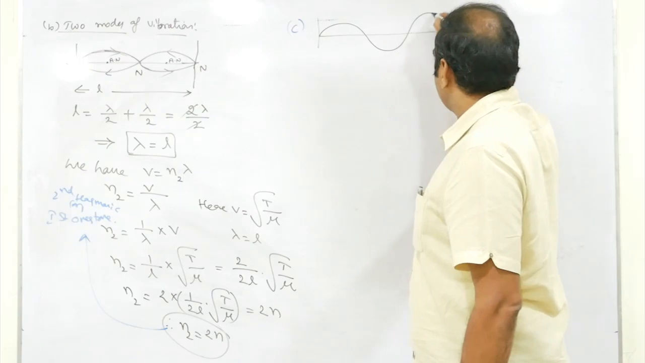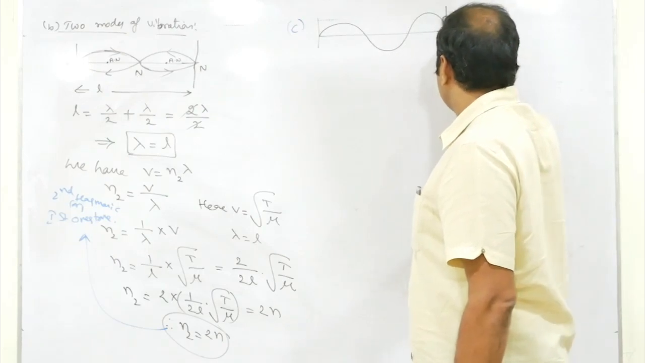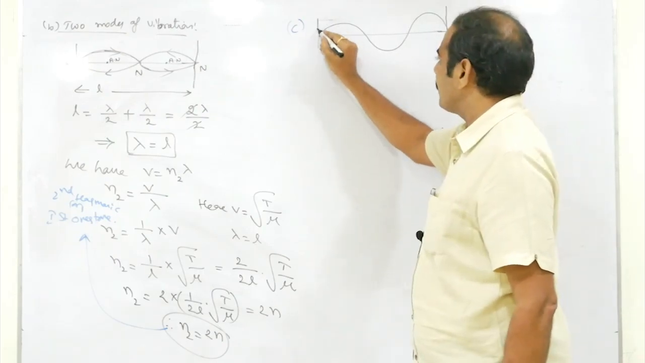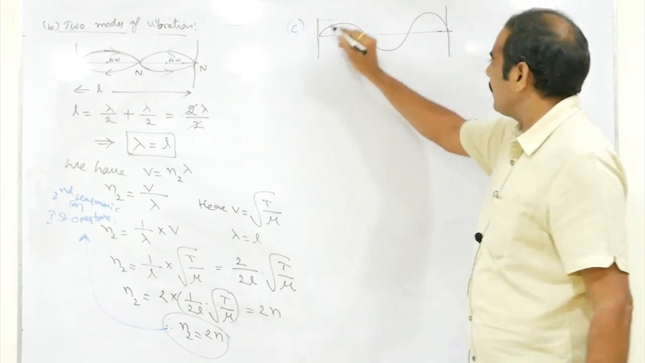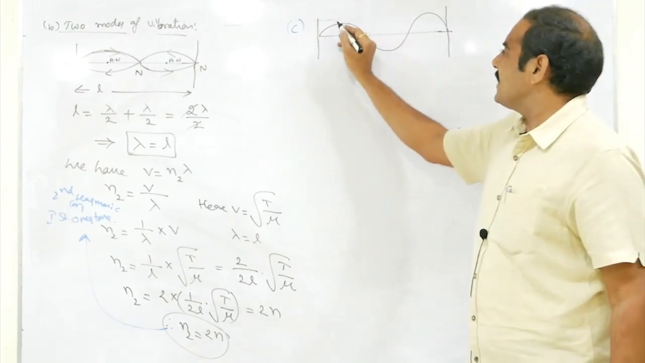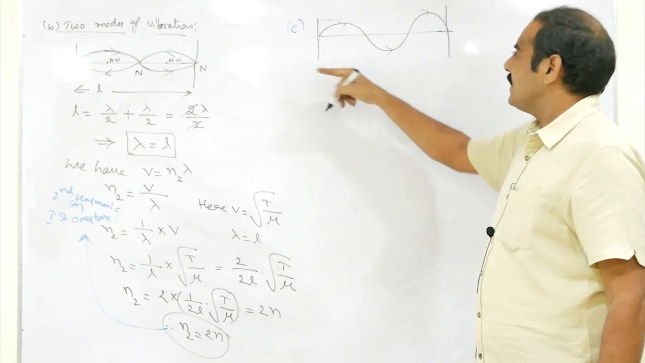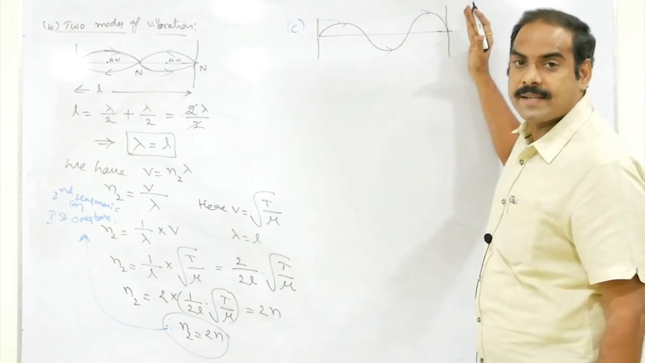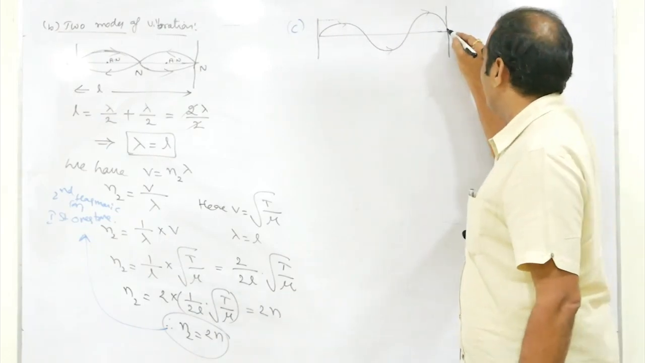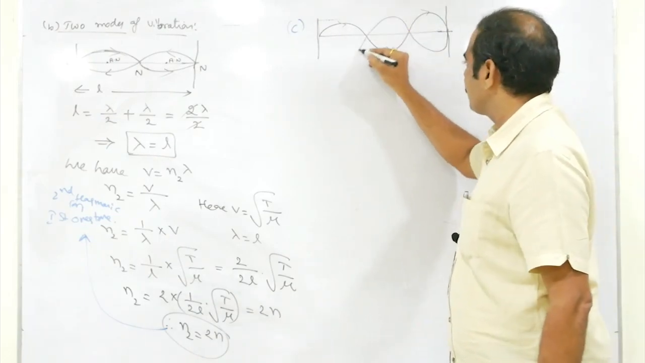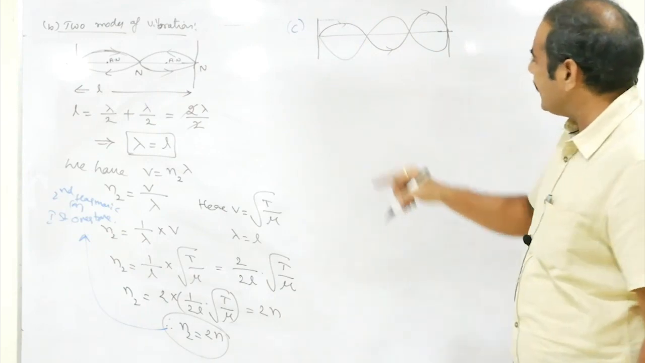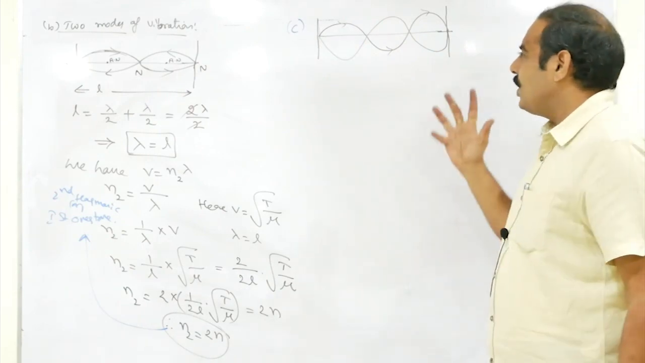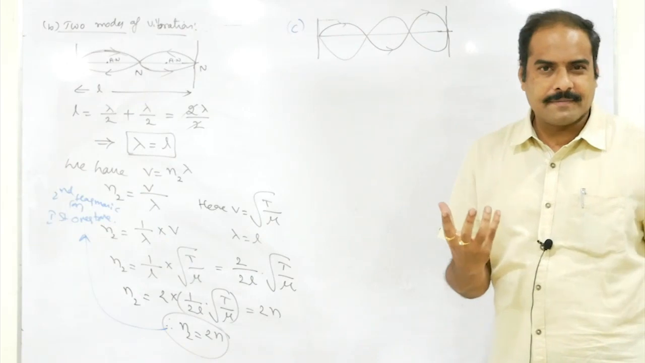Actually, you will get the graph like this. This is a fixed support, and again this is a fixed support. Now a transverse wave. This is the original wave. After touching this rigid support, it is reflected back, and you will get a wave like this. But if you draw like this, we don't get the pattern exactly.